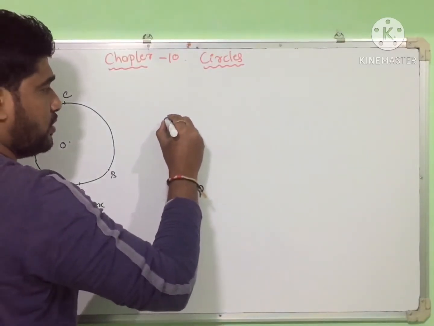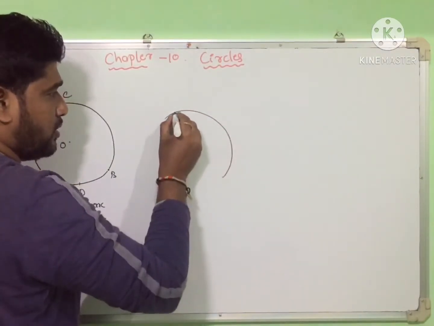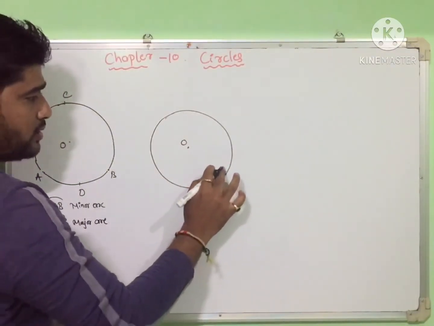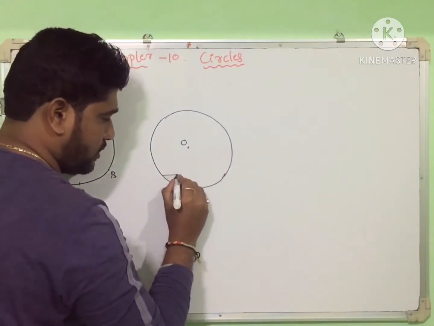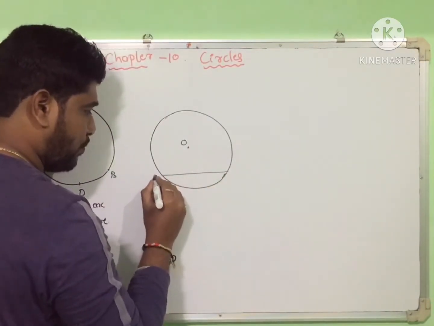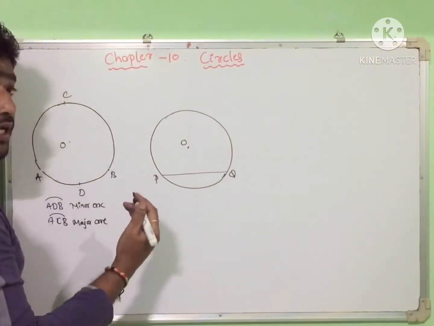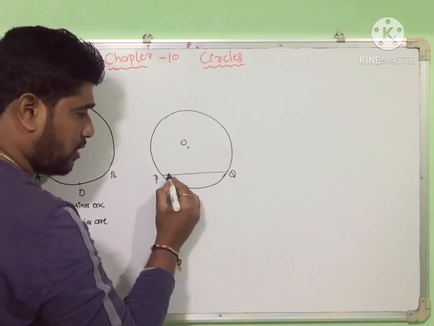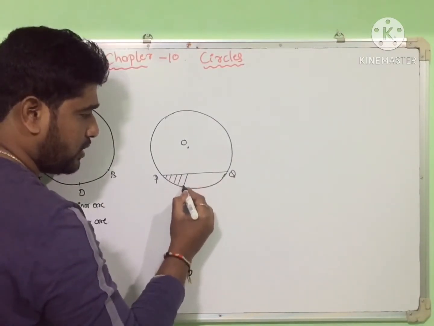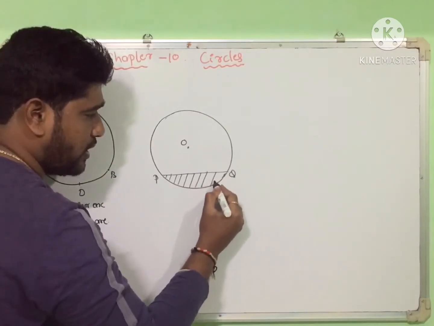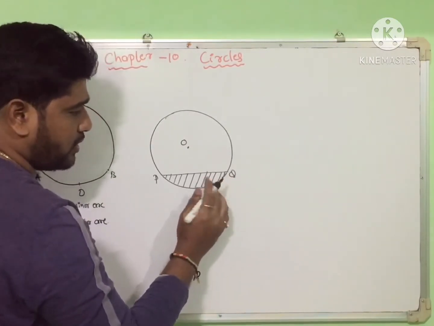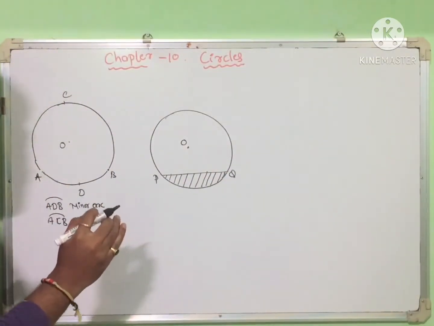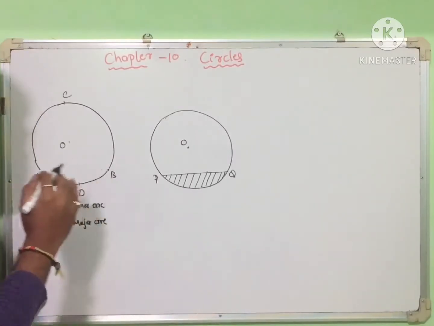So here it is the circle and it is the center of the circle, right? So the chord, here PQ is the chord. So the region between the arc and the chord, this region is called a segment. It is also a segment, and here it is also a segment. Is it clear? The region between a chord and an arc is called a segment.